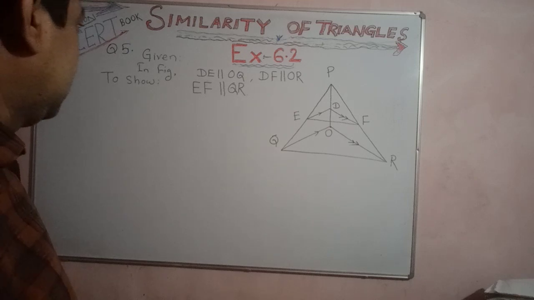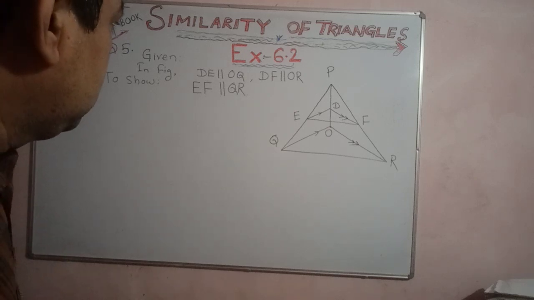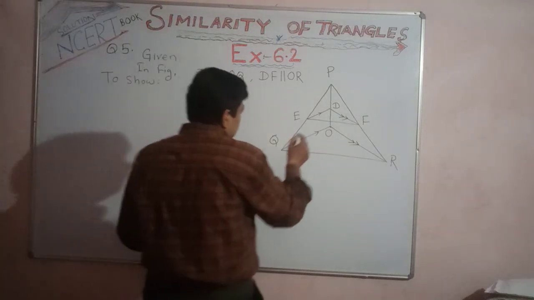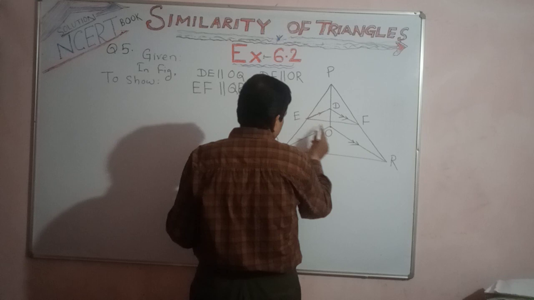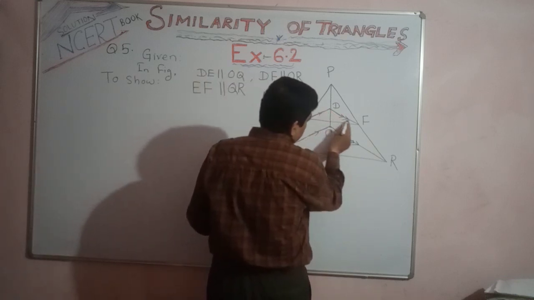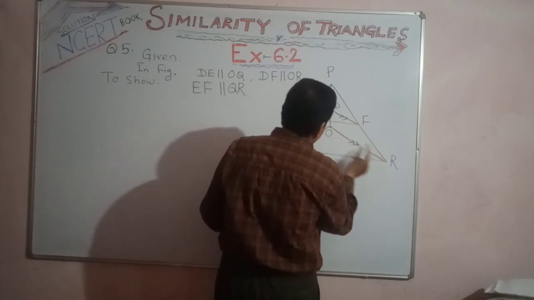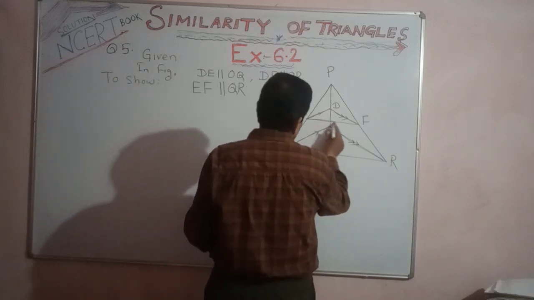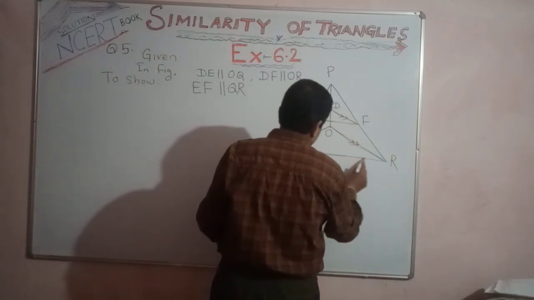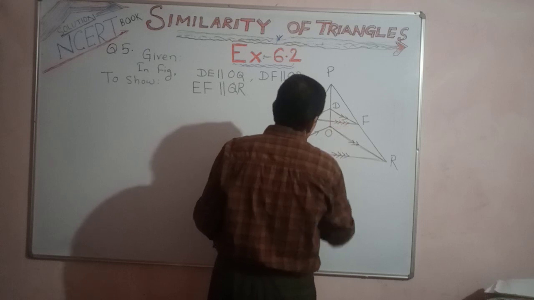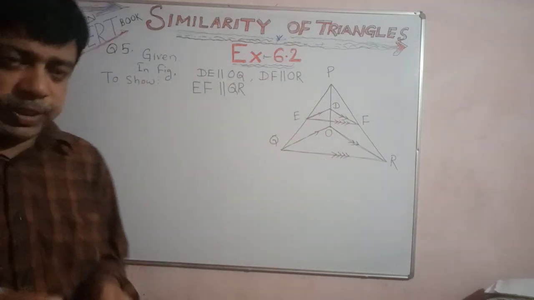You see clearly that DE is parallel to OQ. It is given DE parallel to OQ. Understand? And again it is given DA parallel to OR. Okay? And we have to prove that EF is parallel to QR. Understand? You have to prove it.